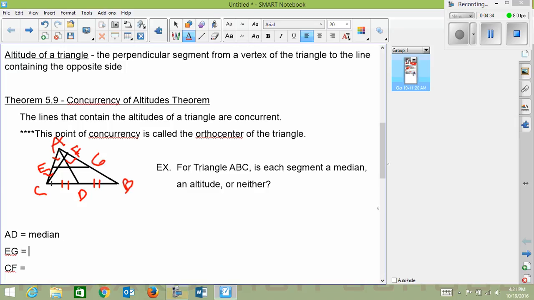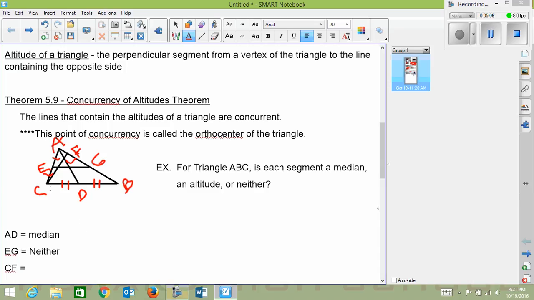EG. So from E over to G. Well, it doesn't start at a vertex at all, right? We know that E is the midpoint from A to C, but G isn't a midpoint, so we can't call it a median of the triangle either. So on that one, we're going to have to say it's neither. It's not a median or an altitude. It doesn't start from a vertex.